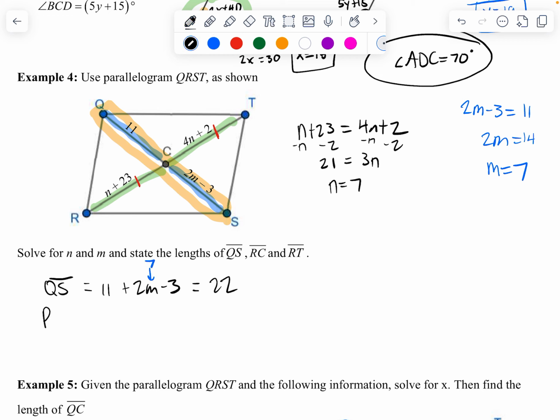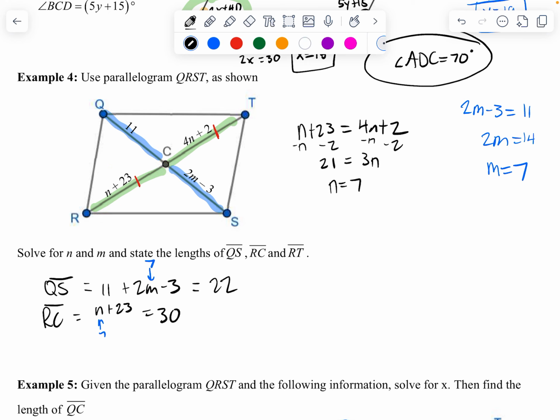Now your next length is RC. All right, so let me take that out. From RC, just that little one right there. So equals n plus 23. You just happen to know that n is also 7. 7 plus 23, 30. Done.